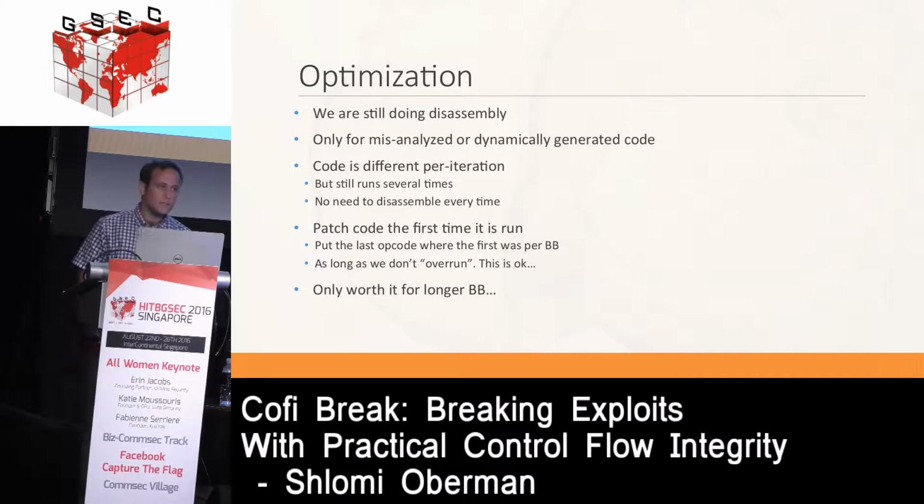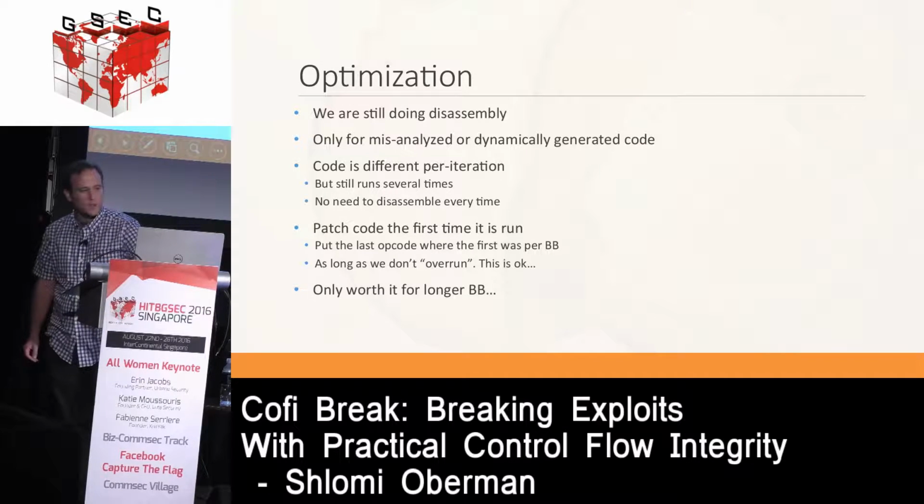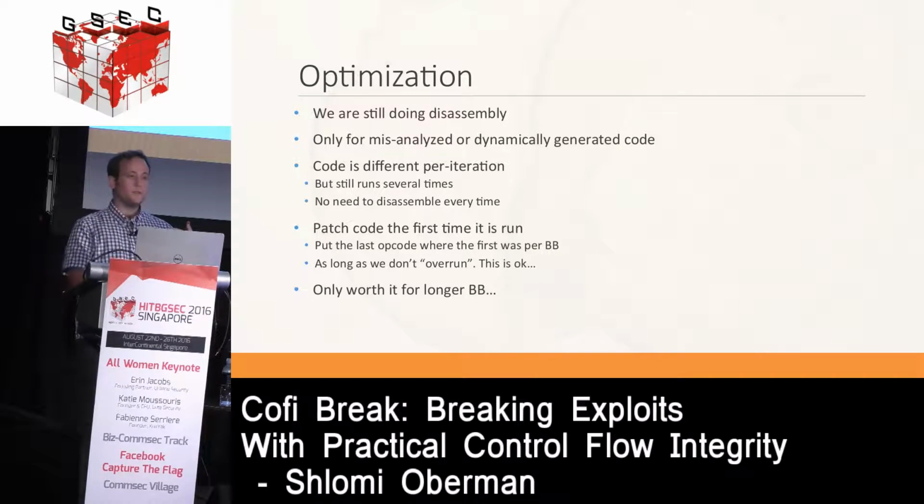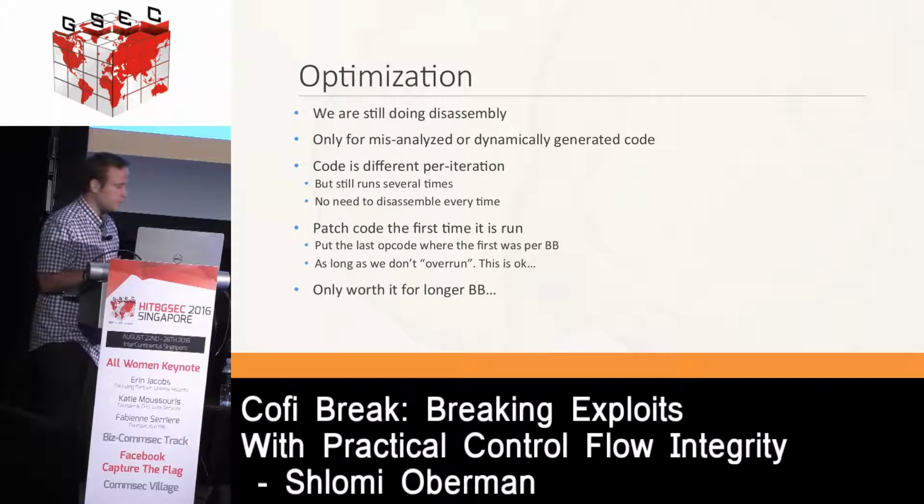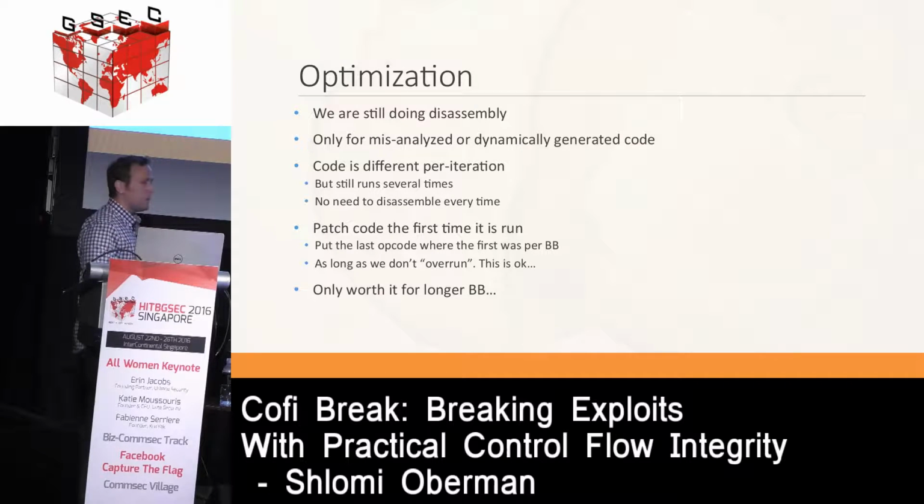Okay, but we're still doing disassembly, and disassembly is always a performance-intensive operation. We can now rely on the fact that the code is different per iteration, meaning per execution of the process, but it will still run several times per process. So what we can do is patch the code so that the last opcode, the branch opcode of the basic block, appears at the beginning of the basic block. We can't always do this, but usually this will work.